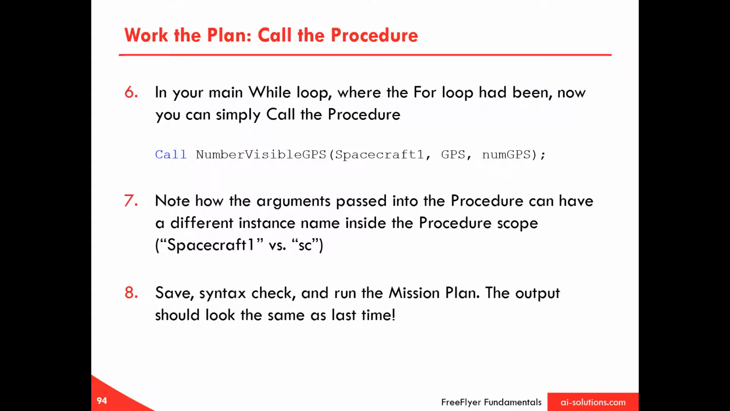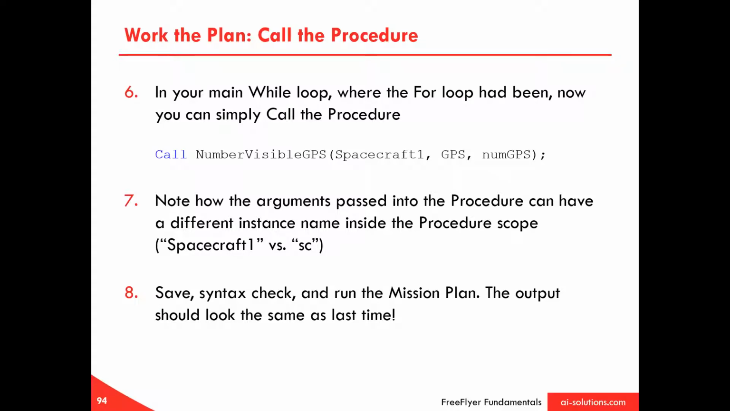Now that we've defined this procedure, all we need to do is call the procedure from the main while loop part of our mission plan. So all we need to do is enter this call command where we're calling the NumberVisibleGPS procedure and then passing in the spacecraft object, the GPS formation, and the numGPS variable. Notice how the arguments that we're passing into the procedure can have a different instance name inside the procedure scope compared to in the main mission plan scope. Specifically, instead of referring to the spacecraft as Spacecraft1, inside the procedure it's referred to as SC.